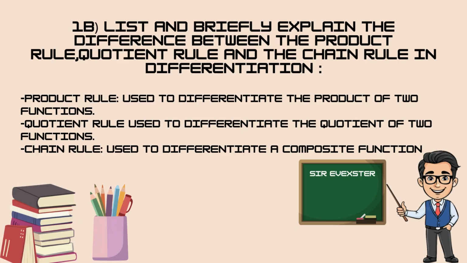For 1b, I'm going to list and briefly explain the differences between the product rule, quotient rule, and the chain rule in differentiation. The product rule is used to differentiate the product of two functions. The quotient rule is used to differentiate the quotient of two functions, while the chain rule is used to differentiate a composite function.